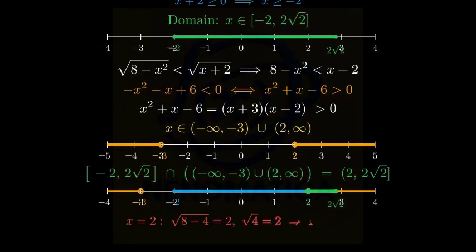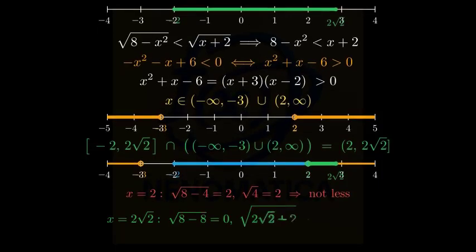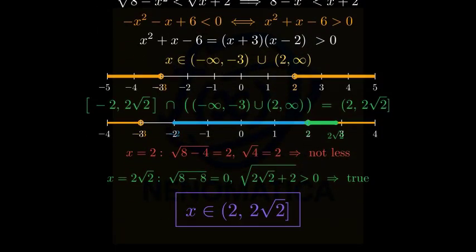Quick endpoint check. At x equals 2, both sides equal 2. So the strict inequality fails and 2 is excluded. At x equals 2 root 2, the left side is 0 and the right side is positive. So the inequality holds and the endpoint is included. Therefore, the final solution set is open at 2 and closed at 2 root 2.